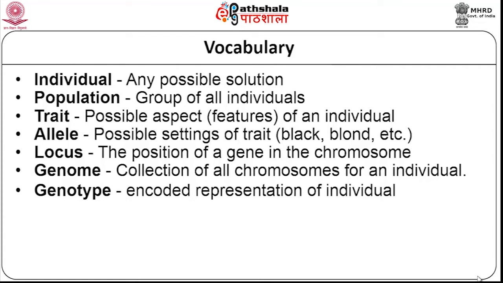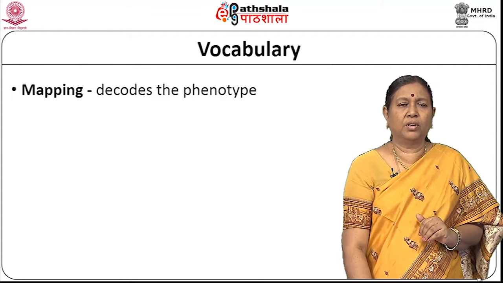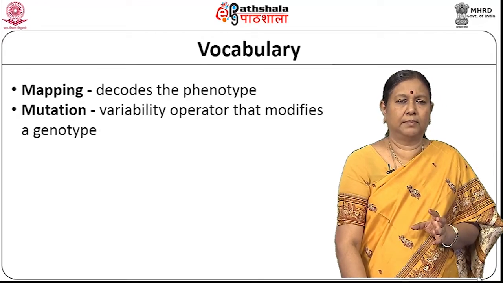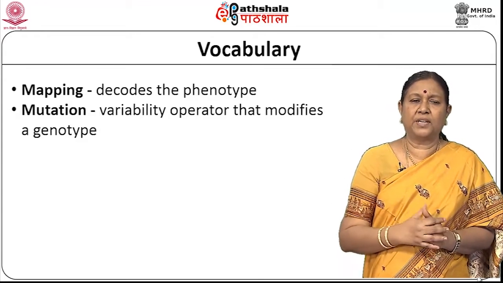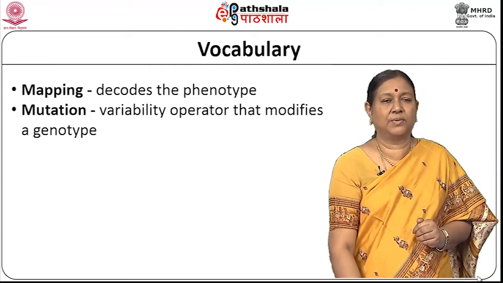Genotype is the encoded representation of an individual, and phenotype is the decoded representation of the individual. So, these are some of the terminologies that are used in genetic algorithms. We have more. Mapping decodes the genotype into the phenotype. Mutation is the variability operation that modifies a genotype, a variability operation. We will come into detail as we go along.